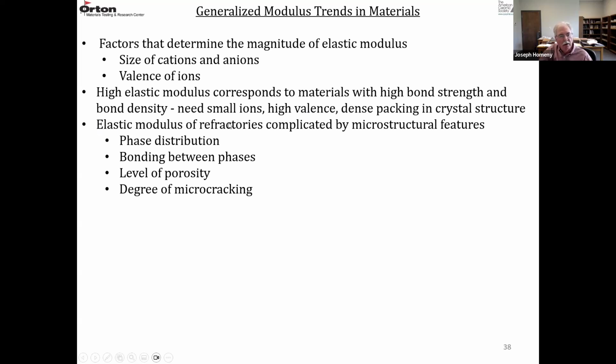So when we talk about refractory materials, there are certain microstructural features that complicate this. You have multiple phases, so the phase distribution is important. You have crystalline phases in refractories, you have glassy phases. The bonding between the phases, the degree of porosity, most refractories have 10 to 25% porosity, unless they're a fused cast material. And the microcracking, most refractories are going to be microcracked to some extent. So especially the porosity and the microcracking are going to decrease the elastic moduli.